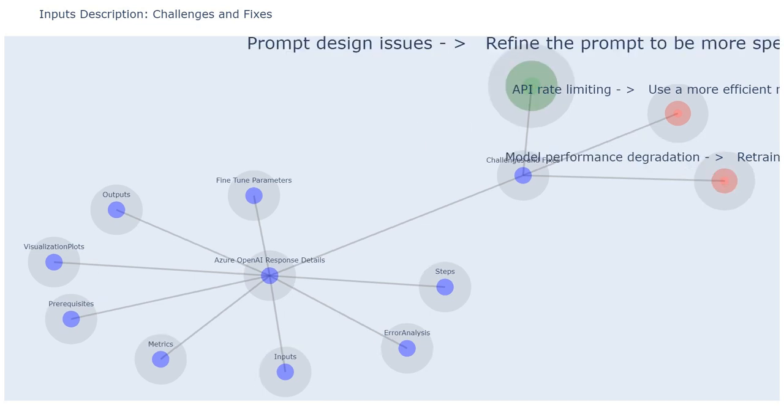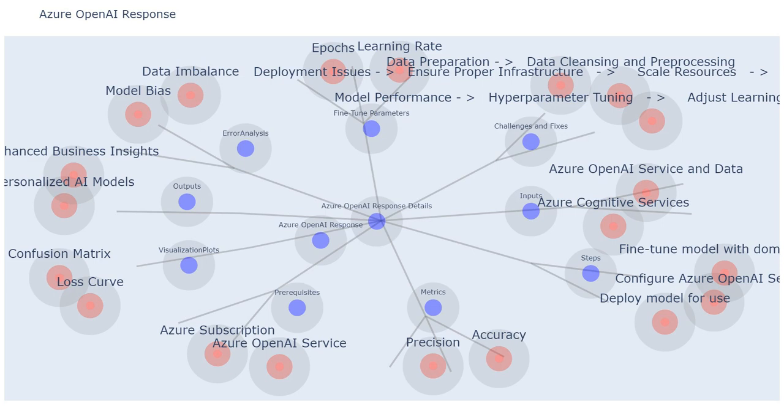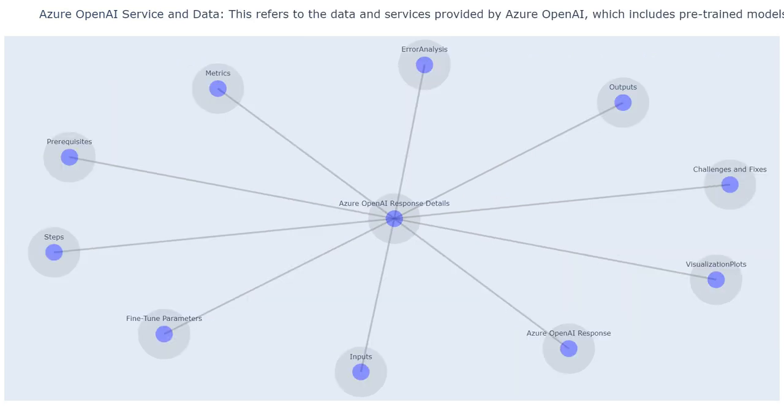Prompt design issues can lead to ambiguous or irrelevant responses from the model. Refine the prompt to be more specific. Provide context, or include examples to guide the model towards generating more accurate and relevant outputs. Azure OpenAI response details. Inputs.